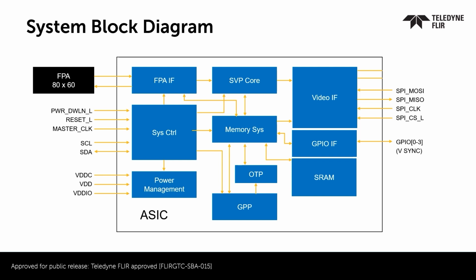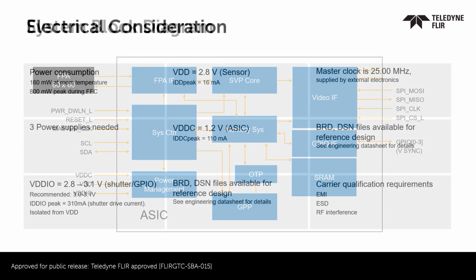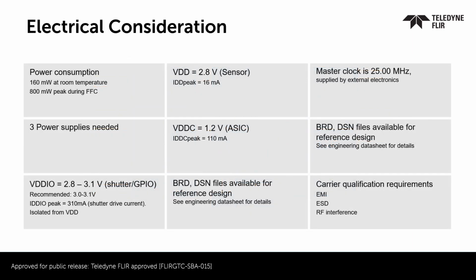Lepton has SPIs, GPIOs, 3 different power supplies, a mandatory master clock, as well as active low, power down, and reset pins, which are used for cycling power. Power consumption is relatively low, with peaks during the flat field correction or FFC event. The power draw results from the mechanical shutter activating. This happens every 1 to 2 minutes.